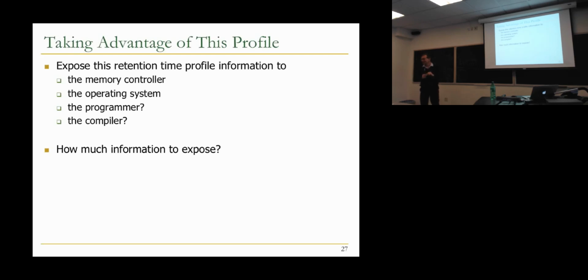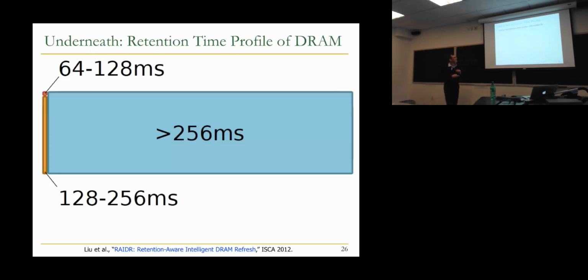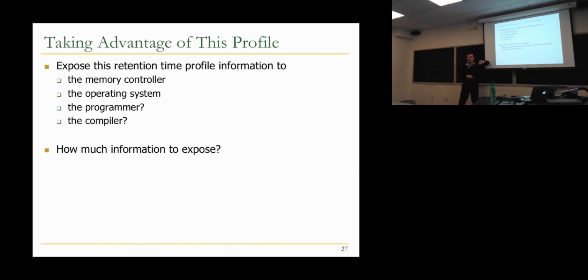Good luck. Then you don't want to expose every single row's retention time to some upper layer, because that's a lot of information in and of itself. You'd really like to bin these, as we did over here. This is a binning. You have 3 bins. But it could be much finer granularity than this. So this affects hardware and software overhead, power consumption, complexity, cost, and a lot of things.